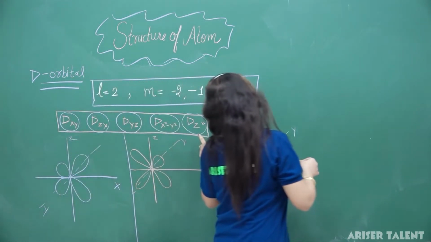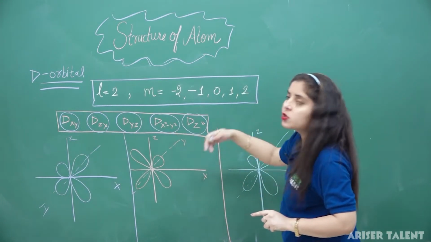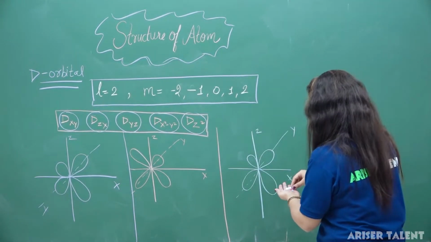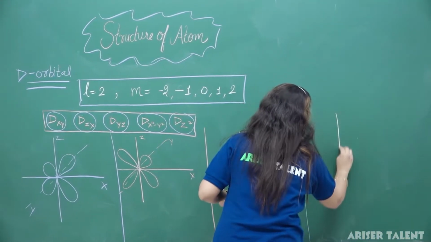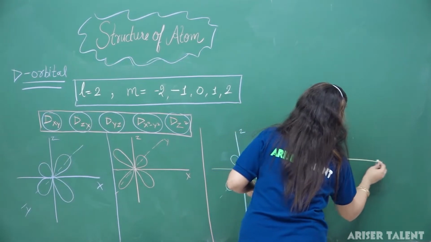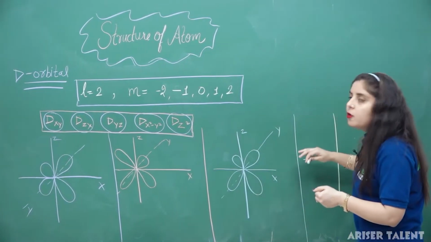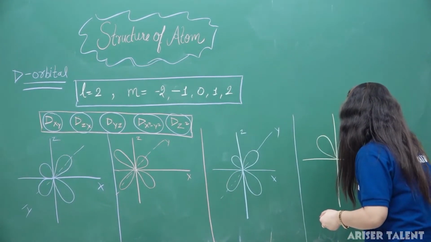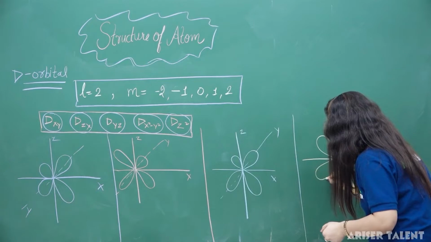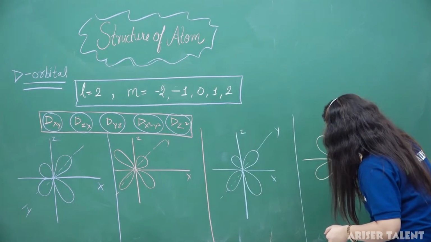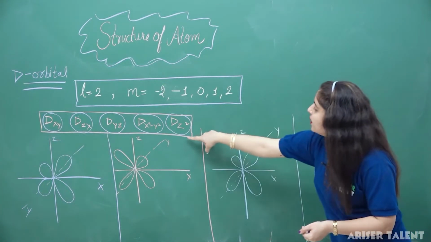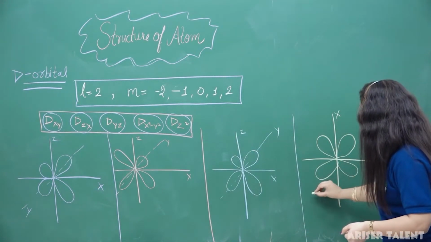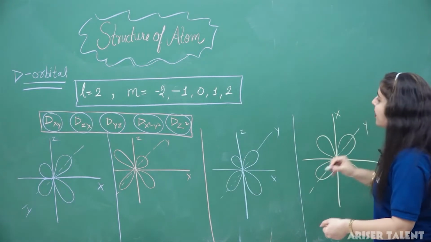Now I want to draw the diagram for dx square minus y square. Which lobes will we get? We will get all four lobes in the same orientation. This is for dx square minus y square. Again we have the x-axis, z-axis, and in between it we have again the y-axis.